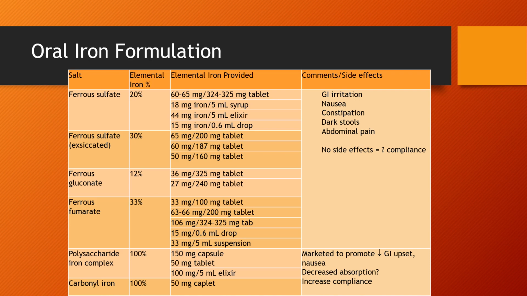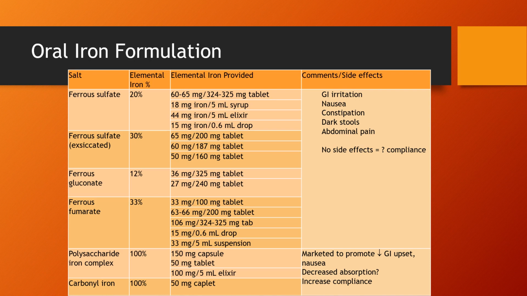Now here are all the different types of iron supplementation that you can give a patient orally, and within each salt form I've listed in the table for you the elemental iron percentage that each has. Now the main thing to know with these oral iron products is that they do cause a lot of GI side effects, maybe some nausea, definitely constipation. Their stools may be very black, dark, and it's important to distinguish that from a GI bleed.